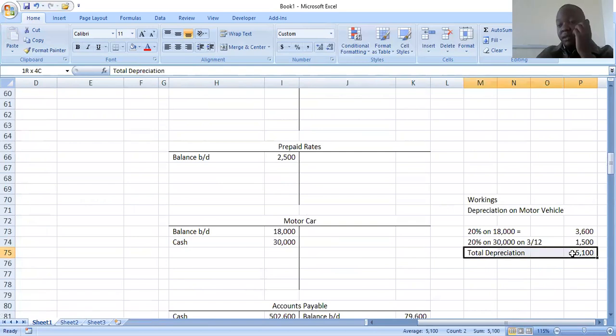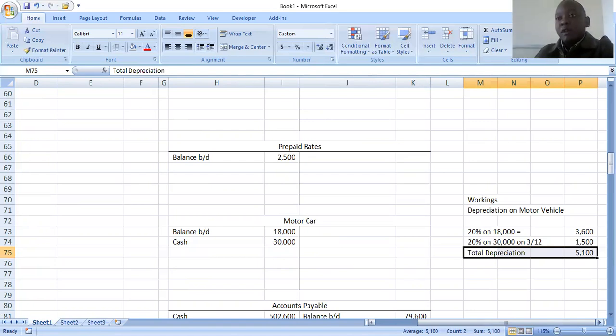So depreciation is an expense, and being an expense, it should be deducted. It should be shown as an expense. So therefore, in the trial balance, this 5,100 should be shown as an expense.